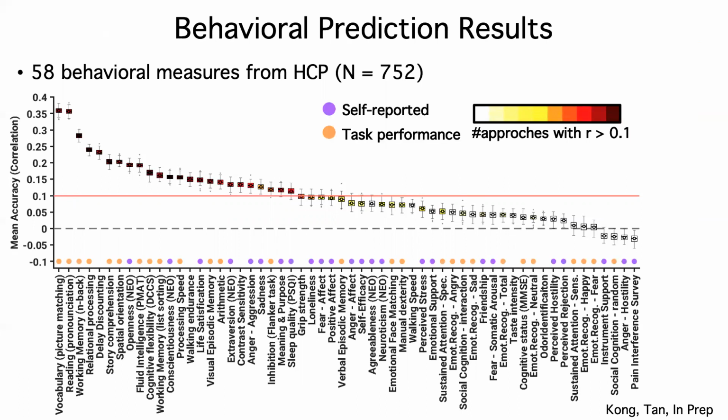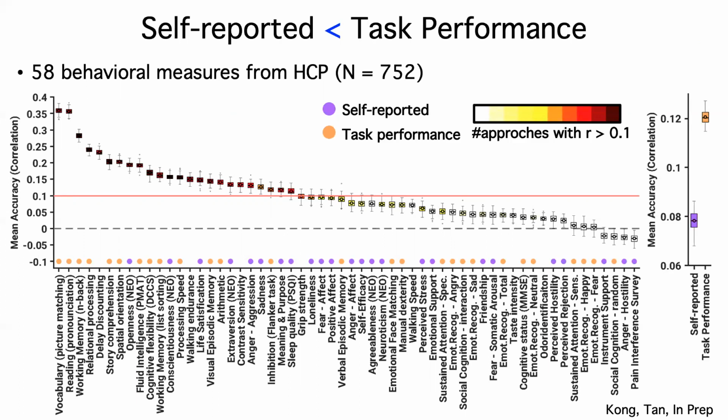The behavior measures are categorized into task performance measures and self-reported measures. We can see there are more orange dots on the left. So if we average across self-reported measures and task performance measures, we can see that task performance measures can be predicted much better than self-reported measures.